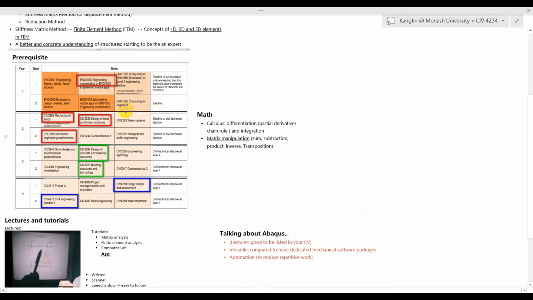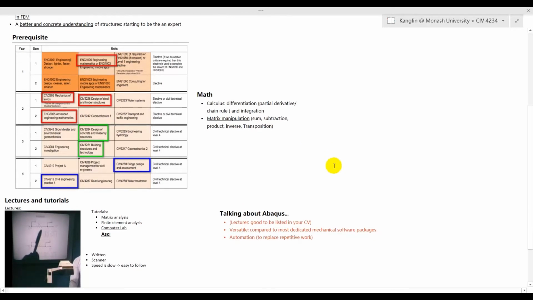Talking about prerequisites, those marked in red are units that I suggest you take before taking this unit, especially engineering mathematics and mechanics of solids. You're going to need a lot of knowledge from them. Those marked in green and red are units that you would probably benefit from taking after this course. To be specific about math, you will need some knowledge of calculus, including differentiation and integration. In terms of differentiation, you will have to know the partial derivative and the chain rule. Because matrix analysis plays a very important role in this course, you will need to know all aspects of matrix manipulation, including sum, subtraction, product, inverse, and transposition.